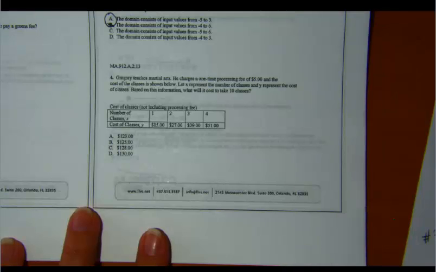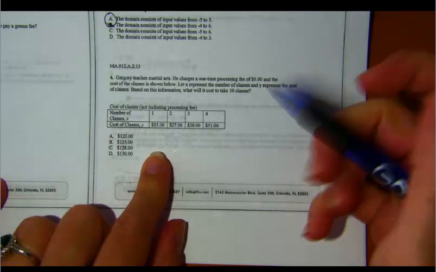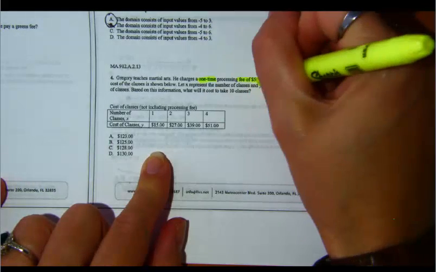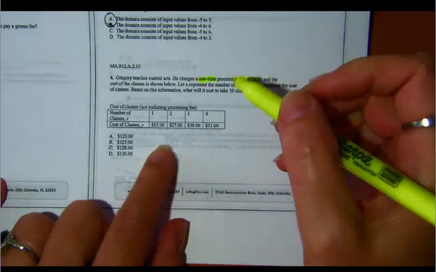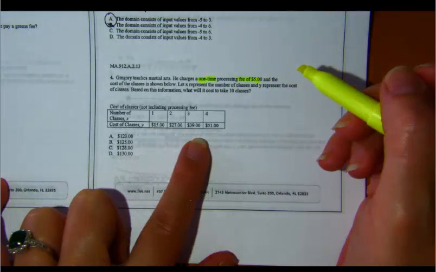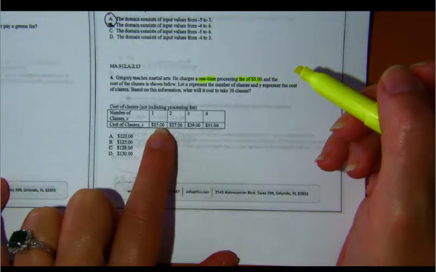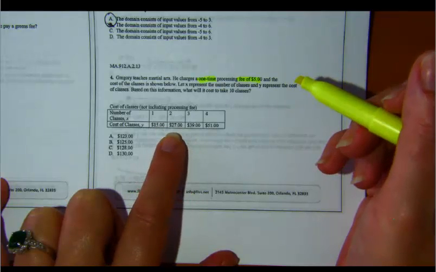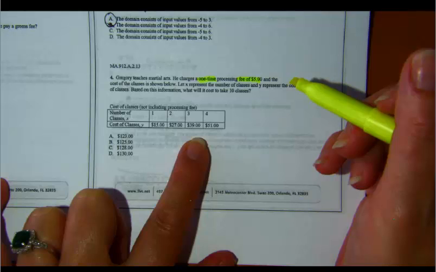Okay, so Gregory teaches martial arts. He has a one-time processing fee of $5. So one-time fee, and the classes are shown below. So we need to figure out how much it is going to cost to take 10 classes.